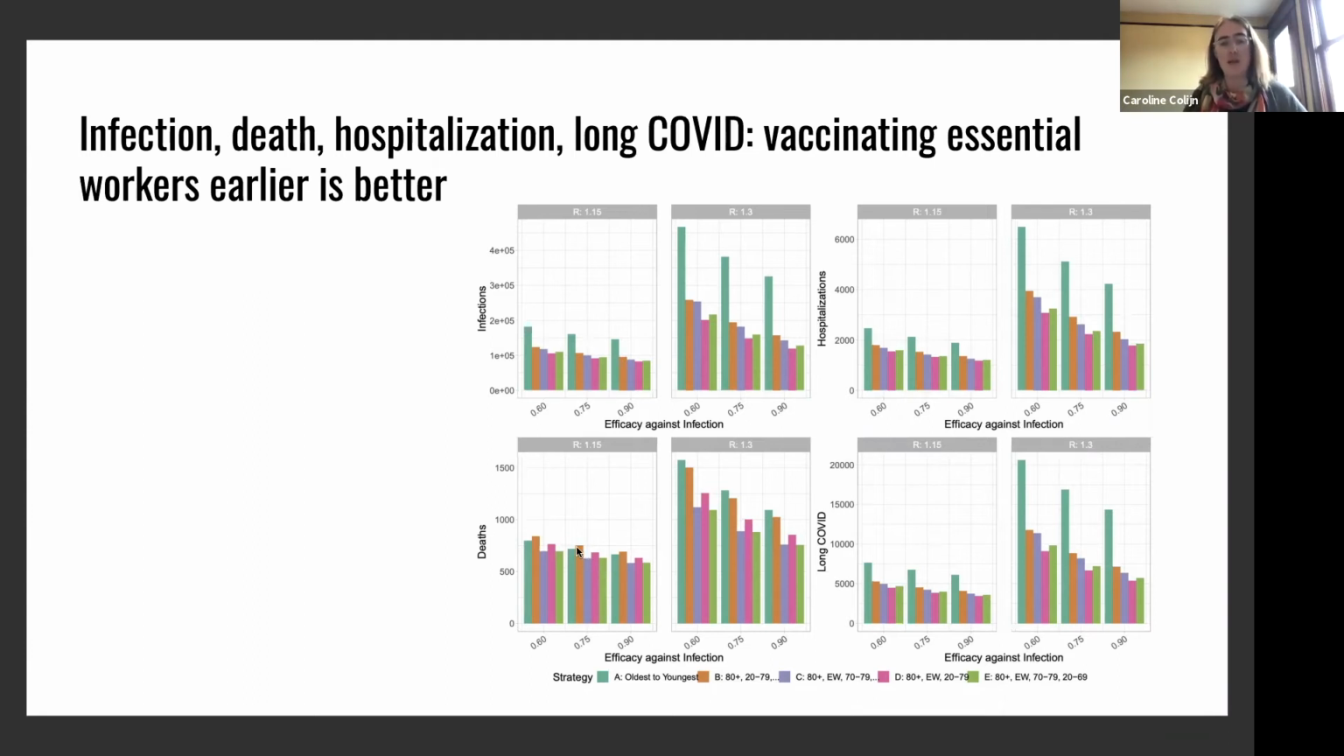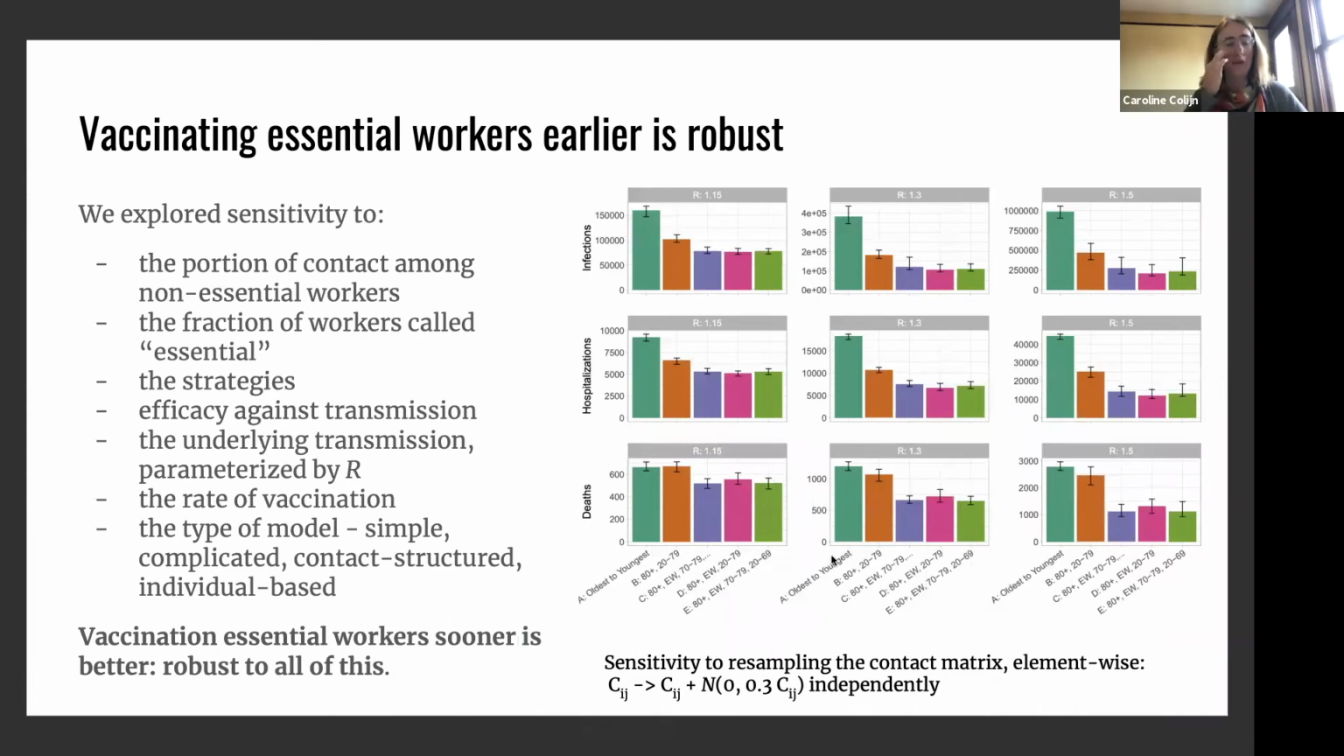That's if we stay mostly shut down for the rest of the year. But if we reopen or we have a variant or whatever, we see huge and noticeable differences in deaths and of course in long COVID. Okay, and it's robust. We explored sensitivity to all kinds of stuff. Here's some of the stuff.